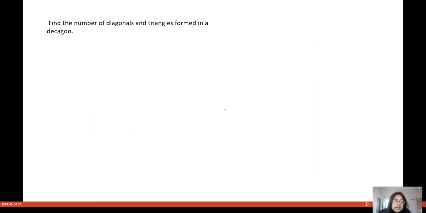Now look at this question. Find the number of diagonals and the triangles formed in a decagon. Now see, decagon means a closed figure with 10 sides. So how can you make 10 sides?